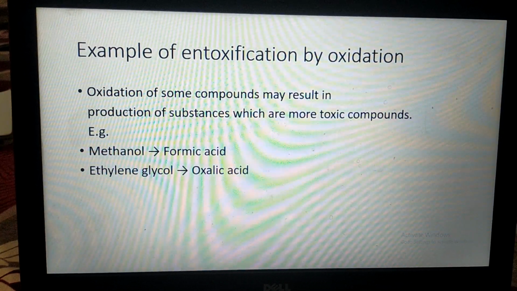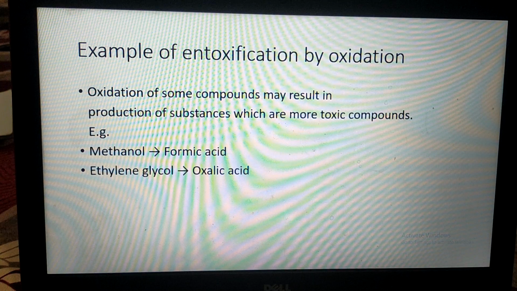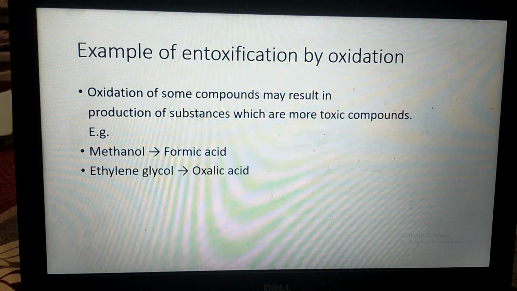Sometimes oxidation may result in intoxication. For example, when methanol undergoes oxidation, it forms formic acid, which is more harmful than methanol. Similarly, ethylene glycol is converted into oxalic acid after oxidation. So these are the examples of intoxication after oxidation. Now the next reaction is reduction.